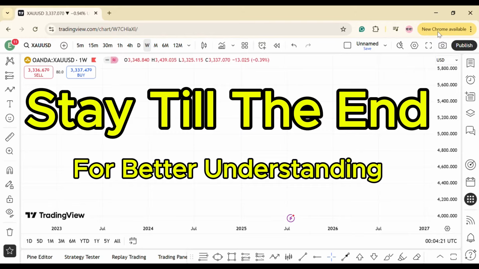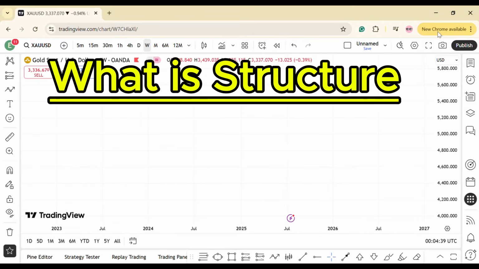It is important to understand what structure is, how to mark out your structure, and also how to identify a valid change of character. Now let's go. Okay, what is structure?